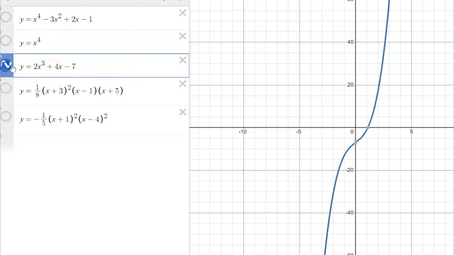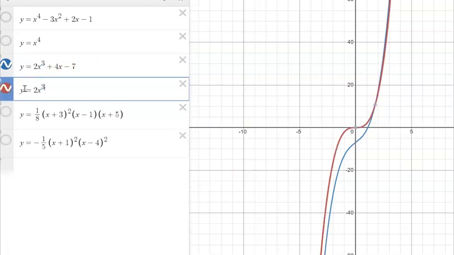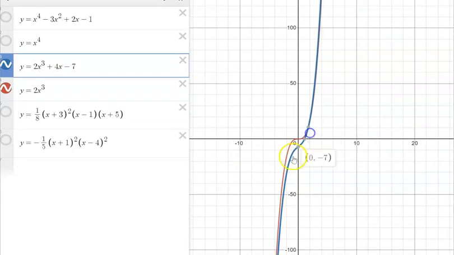Another example, if we look at this second one here, the leading term is 2x to the 3rd. If I look at the graph of 2x to the 3rd, it follows the same shape. The right end points up and the left end points down. So now we're going to make a generalization about the end behavior of a polynomial based on its leading term.